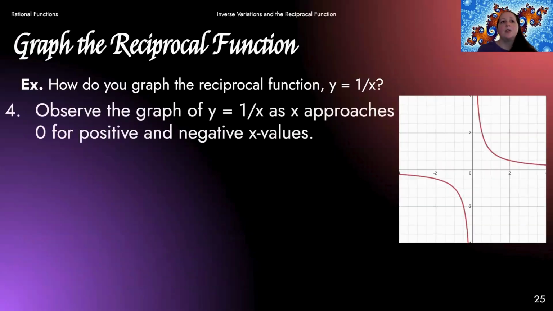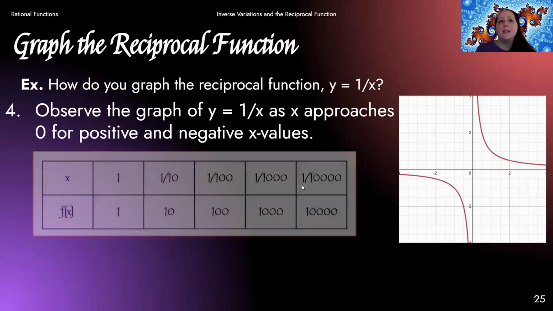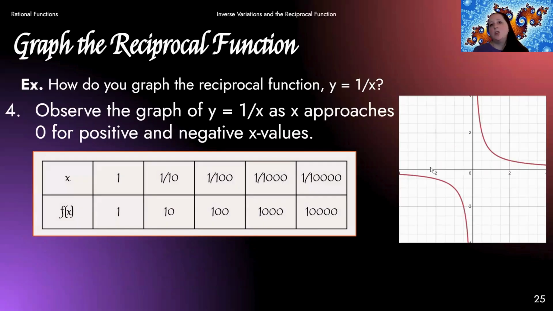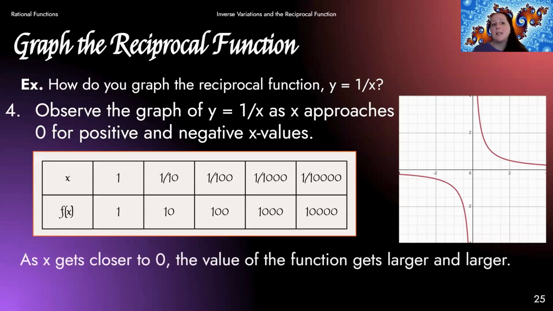I can observe the graph of y equals 1 over x as x approaches 0 for positive and negative x values. As I'm getting closer and closer to 0, my y values are becoming greater or less than, and I can see these values. So as I get closer and closer to 0, with 1 over 10, 1 over 100, 1 over 1,000, 1 over 10,000, I'm seeing that my y values are increasing exponentially: 1, 10, 100, 1,000, 10,000. So as x gets closer to 0, the value of the function gets larger and larger, and you can see this right here.